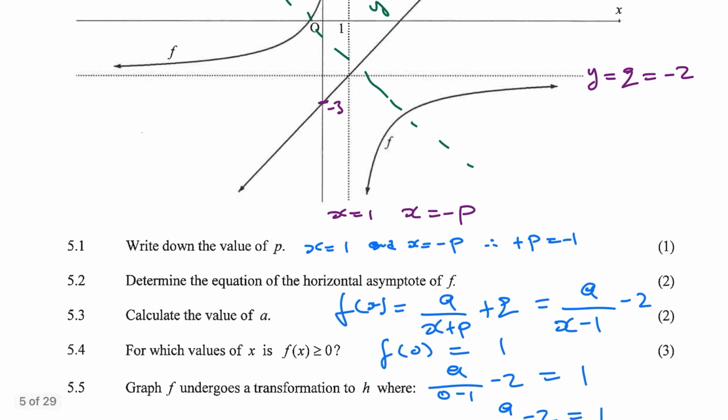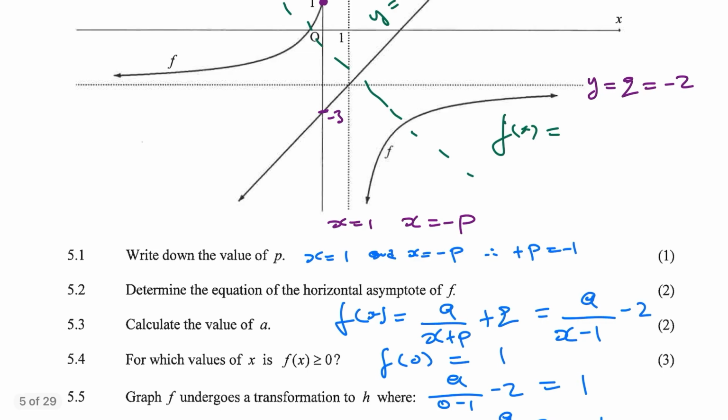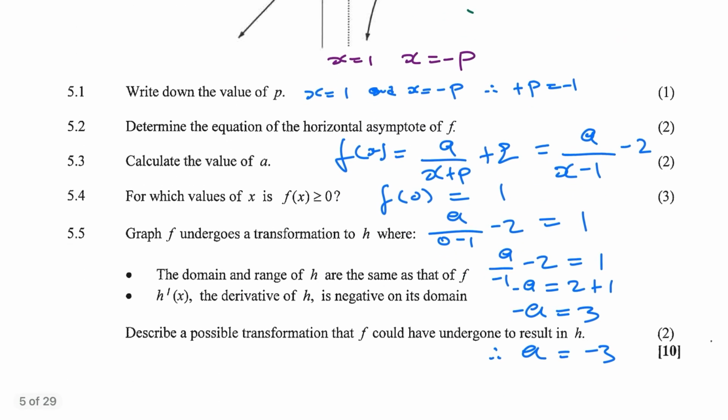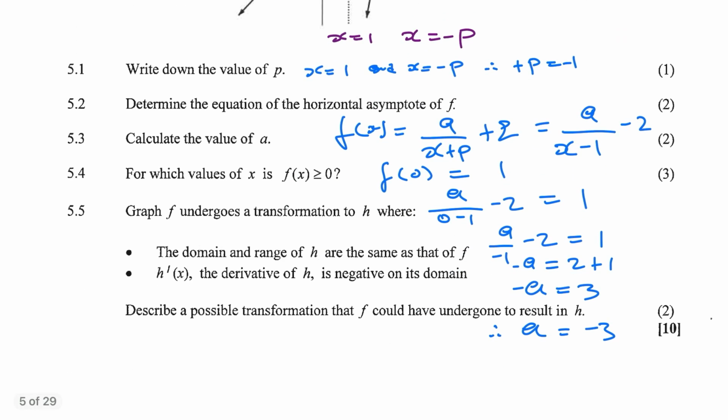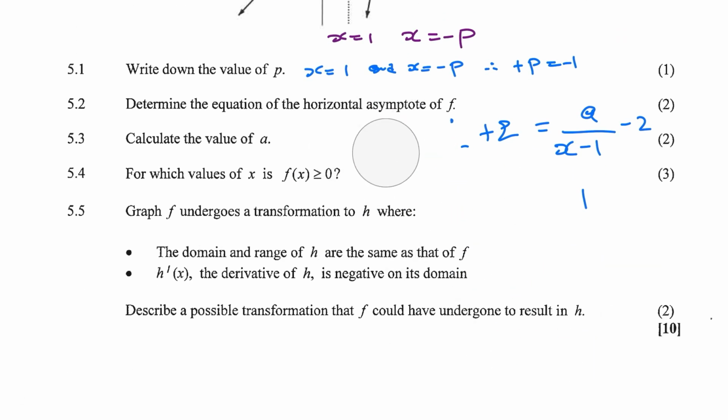So what do you have? You have now the final function: -3 over x minus, what is p? -1, minus 2. That's your final function. Okay, cool. Let's go to 5.4.